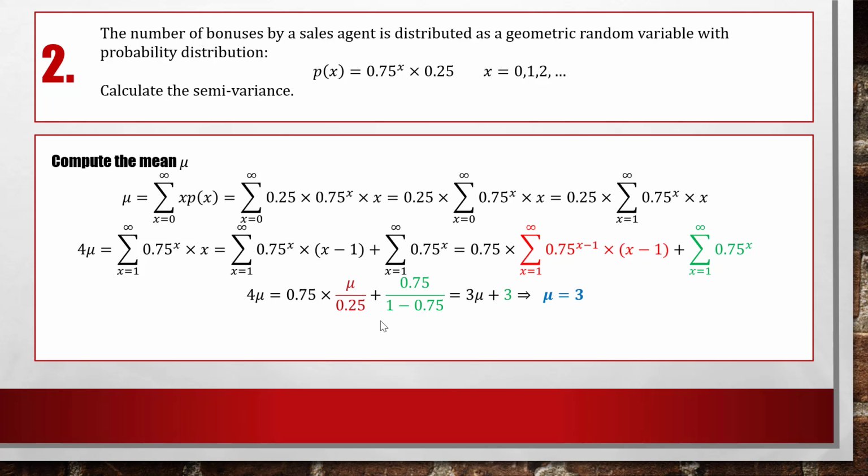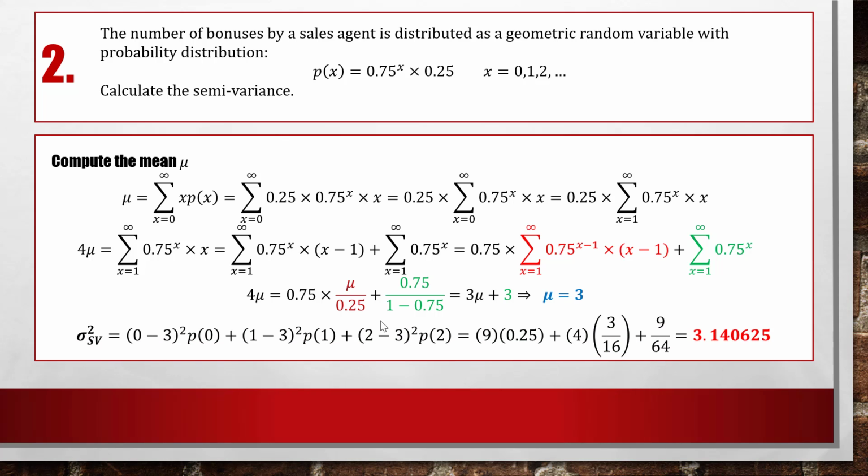We have to compute the semivariance. If you compare the value of x with 3, we see that there are only 3 values that are below 3: 0, 1, and 2. So only 0, 1, and 2 will give negative deviation. So we have to focus on these 3 numbers and ignore the rest. Alright, so the semivariance here is the first deviation, 0 subtract 3 squared times the probability of 0. The second deviation, 1 subtract 3 squared times the probability of 1. The last deviation, 2 subtract 3 whole squared, then times the probability of 2. And we got 3.140625. That is the semivariance.